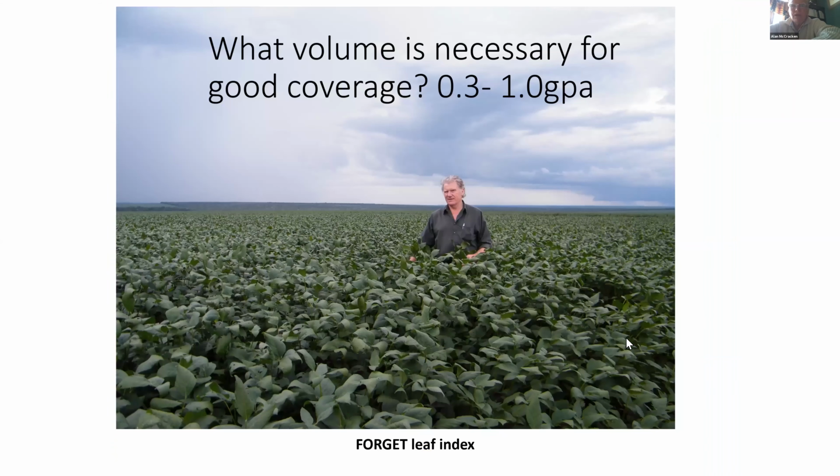Evaporation. What volume is necessary for good coverage? I'm just over 6 foot tall. I'm not on my knees. That's the type of soybeans crops we have in Brazil. And actually their average yields, the yields in Brazil have now exceeded the yields here in the United States. So it's high productive soybeans. And the spray volume required is 0.3 of a gallon to 1 gallon.